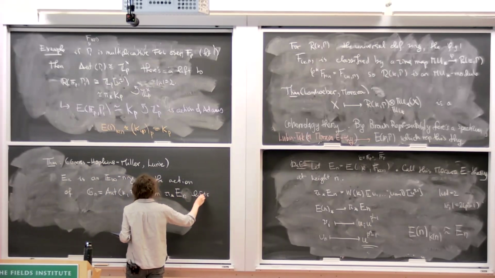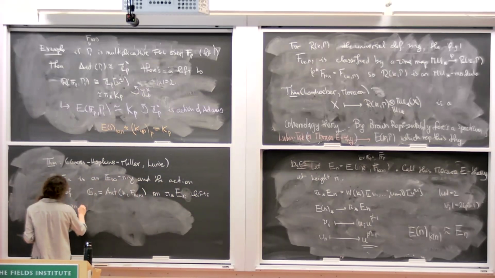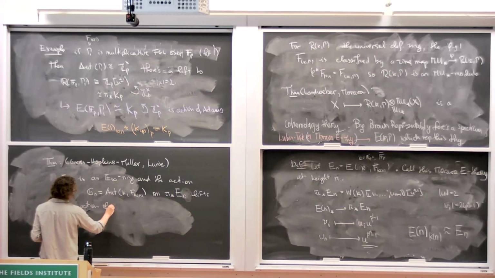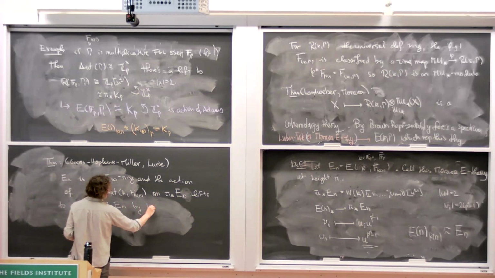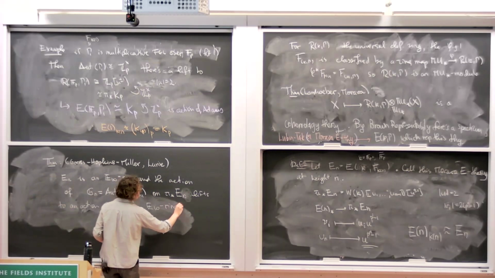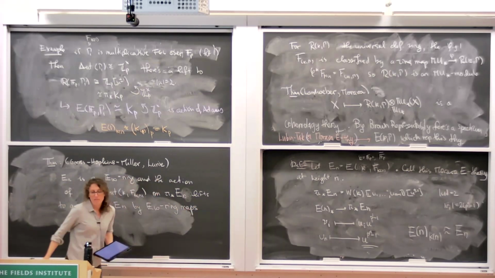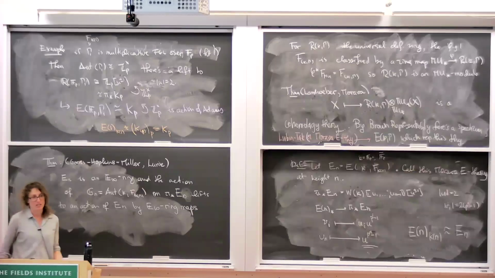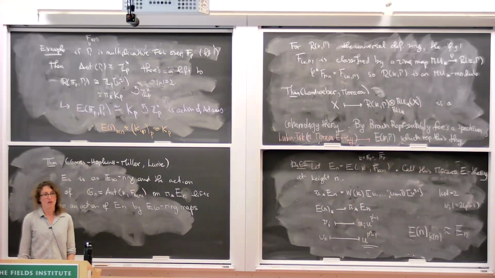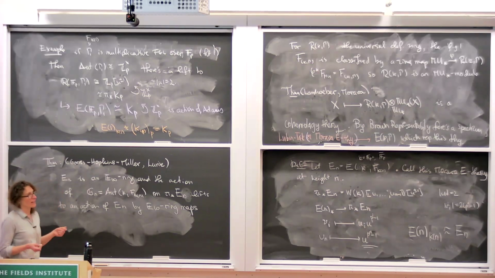lifts to an action on En by E infinity ring maps. Okay, so having an action on homotopy groups is not the same as having an action on the spectrum. It's not the same as having a highly structured action on the spectrum. And having a homotopy ring is not the same as having a highly structured ring. So this theorem says that En is amazing. It's the best kind of ring, it's E infinity, and the action of the Morava stabilizer group is as structured as you could hope for. It's an E infinity action.